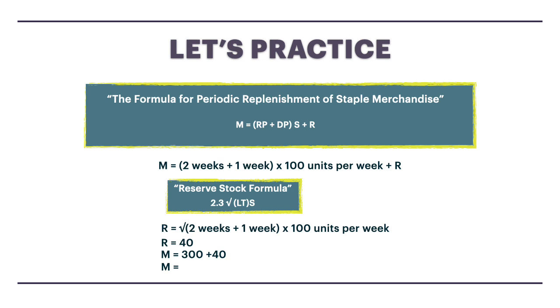17.32. Now we take 17.32 and we multiply that by 2.3, which gives us 39.837, rounded up, that is 40. Now we take M, which is 300, and we add R, 40, which then gives us a total of 340 for M.